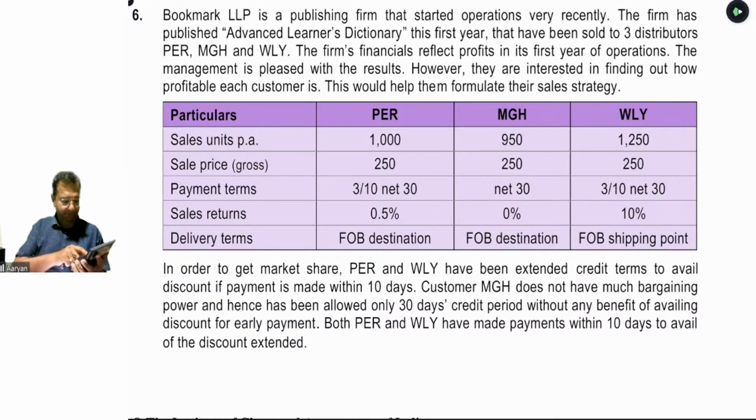Just a minute. Might be I have done an error. It's 271.44. 271 point.